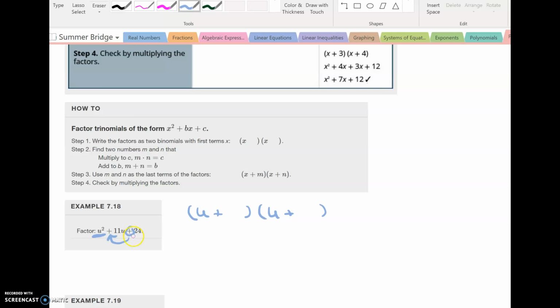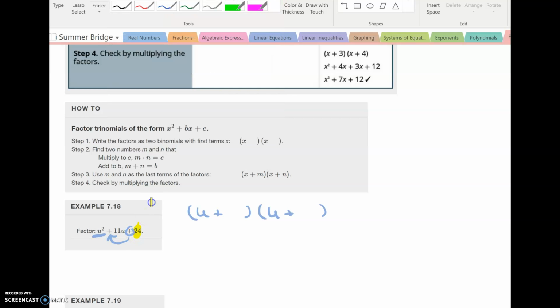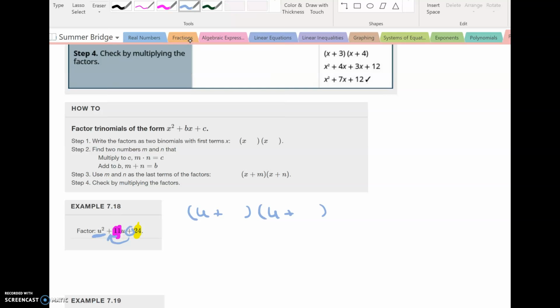Okay, then I take a look at the 24 and the 11. And I want two factors of 24 that add up to be 11. So for example, 2 times 12. Well, 2 times 12 is going to be 14, so that's not going to work.